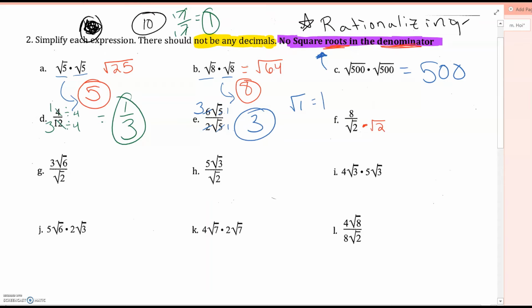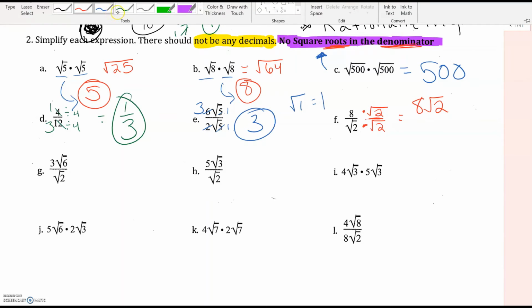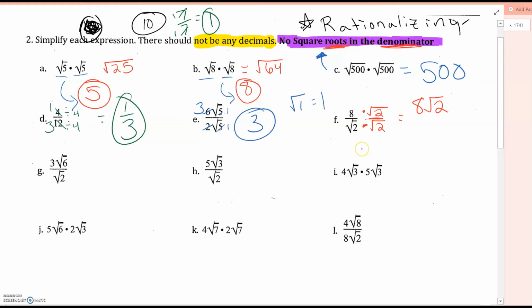And that common phrase you probably have heard over and over again is whatever I do to the bottom, I also have to do to the top. Might have seen this as the giant 1. So I have to essentially multiply by a 1. So square root of 2 over the square root of 2 is equal to 1. So now I multiply like I normally would. 8 times the square root of 2 is just 8 square root of 2. But this bottom part just doesn't go away. So I have to actually do the math between it.